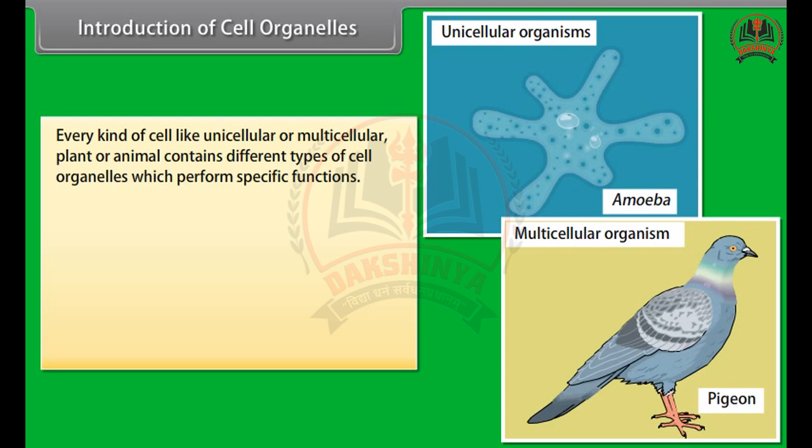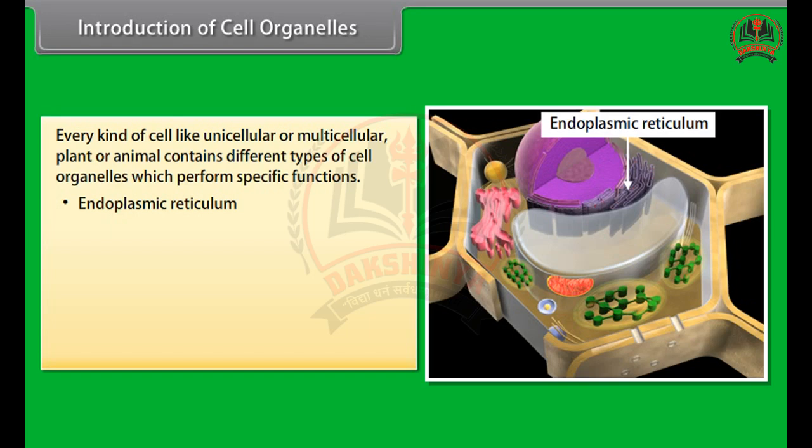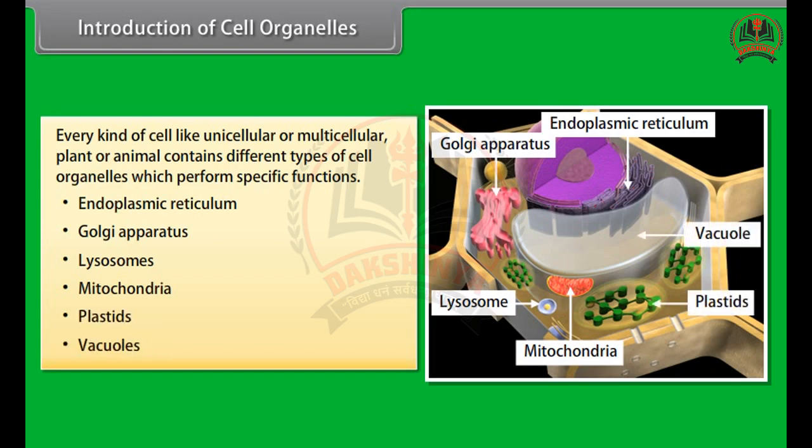plants or animal, contains different types of cell organelles which perform specific functions. Endoplasmic reticulum, Golgi apparatus, lysosomes, mitochondria, plastids and vacuoles are some examples of these cell organelles. Now let us know their structure and functions in detail.